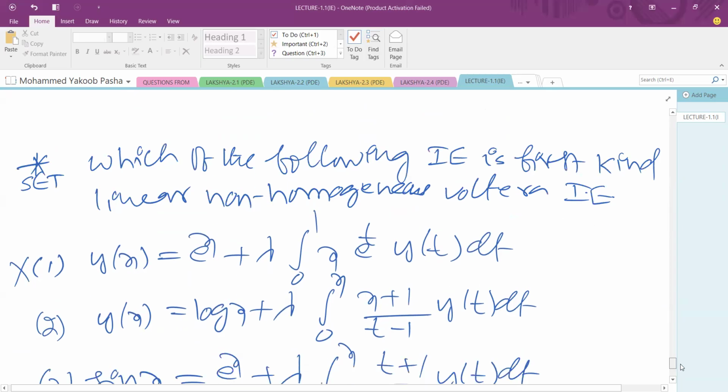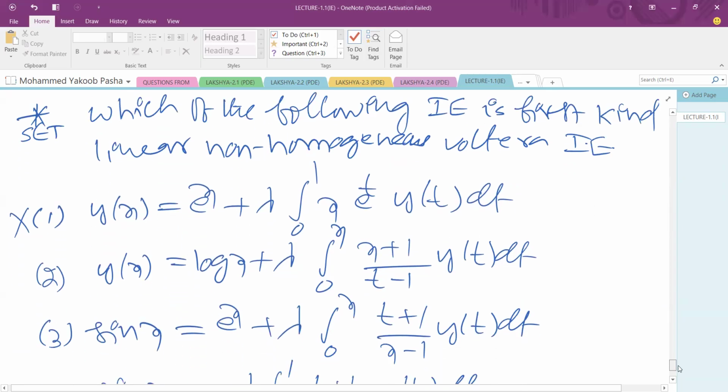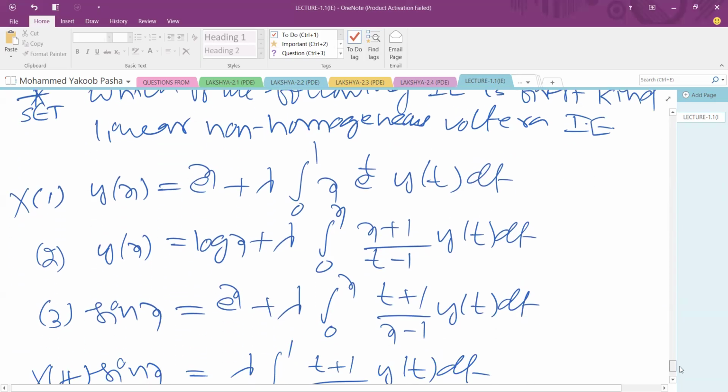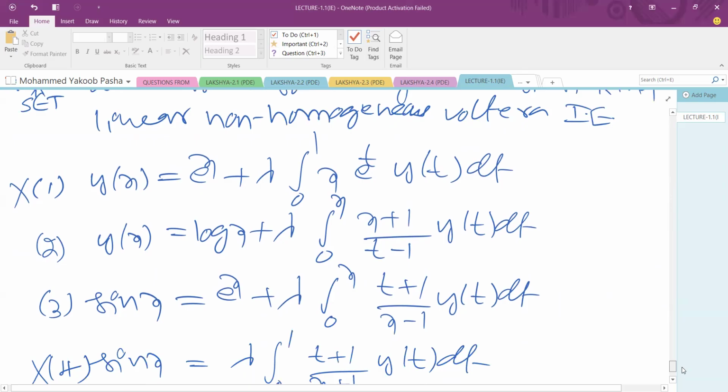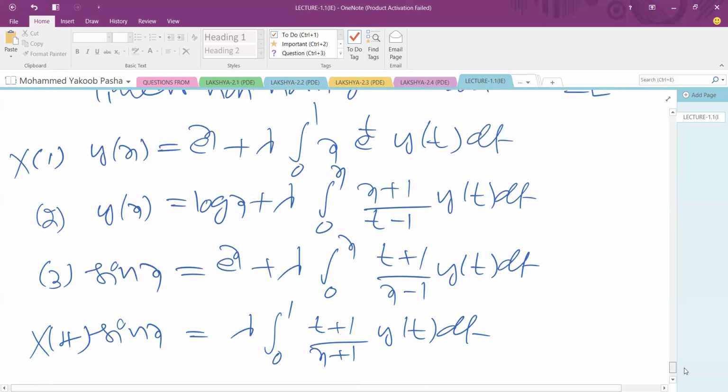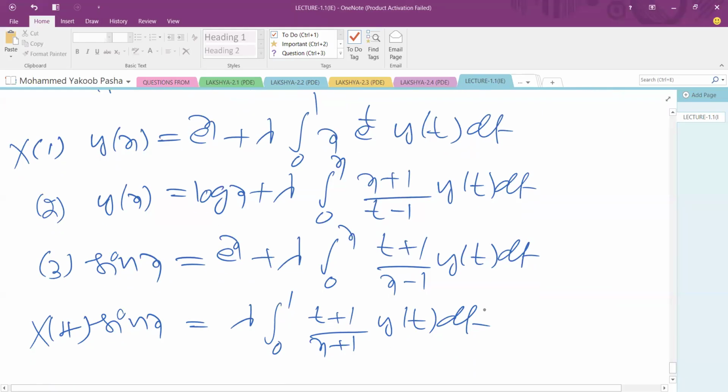What is the meaning of linear? Linear means y of t is linear. That means it is linear in t.